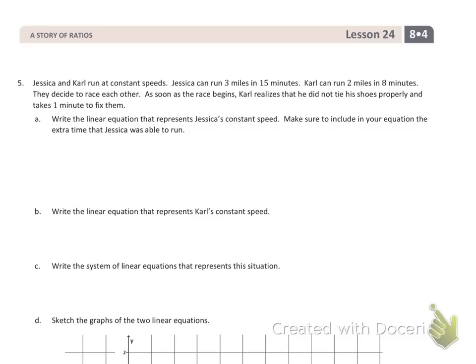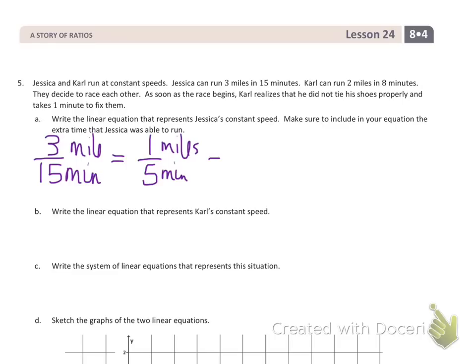Okay, so let's start with Jessica in part A. So her rate is 3 miles in 15 minutes. And it's always good to simplify that if you can. So if she goes 3 miles in 15 minutes, she can go 1 mile in 5 minutes. And so since that's a constant rate, we know she can go y miles in x minutes. And so this equation becomes y is equal to 1/5 times x. All right, but remember that she is getting a 1 minute head start because Carl has to fix his shoes. So we're going to call this 1/5 times x plus 1. So she was traveling an extra minute when Carl started.